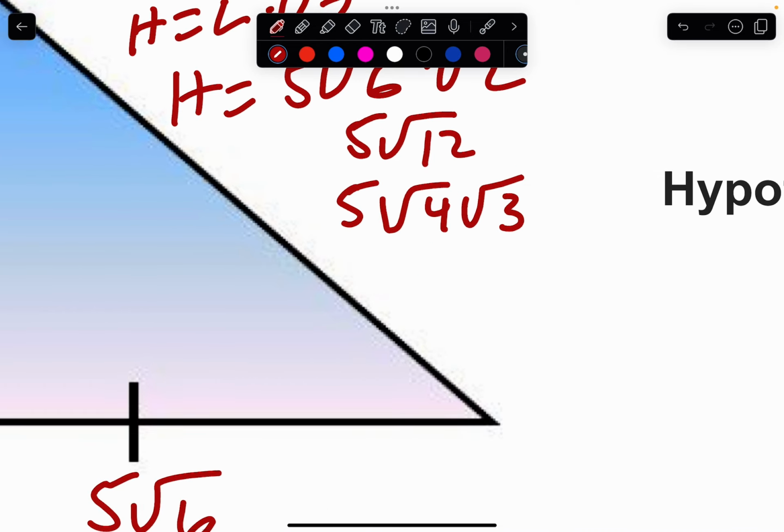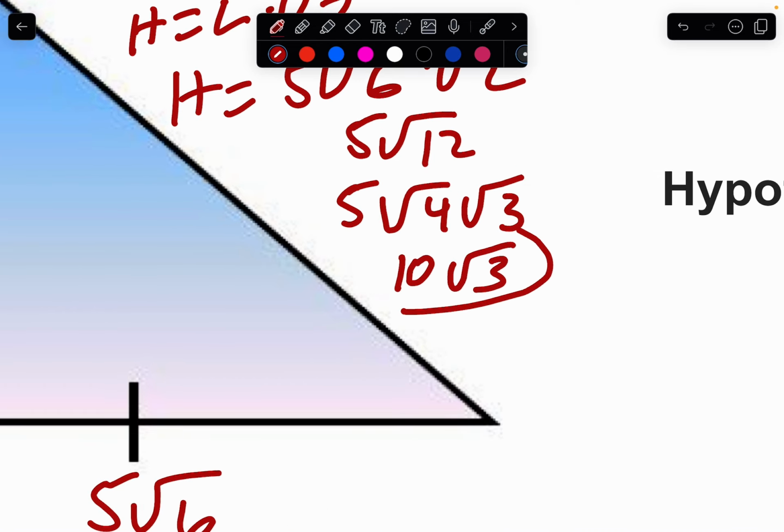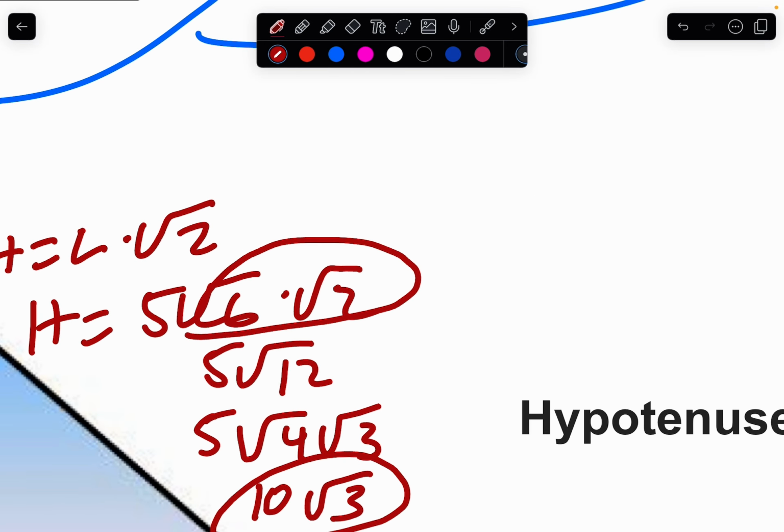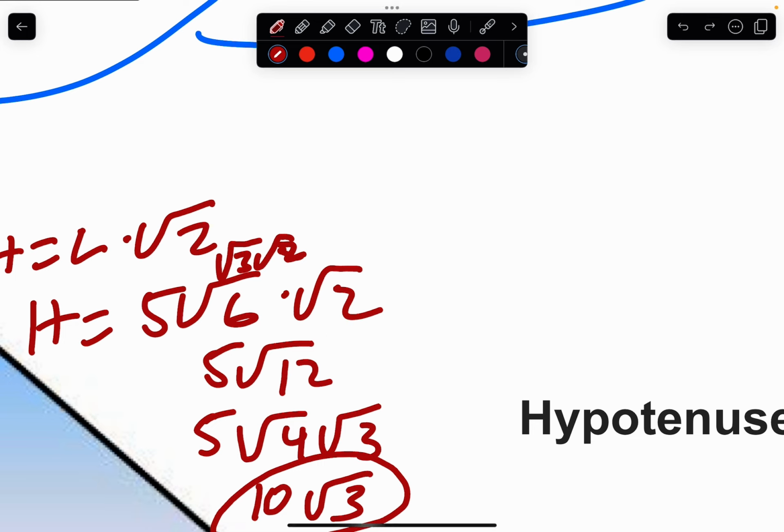What is the square root of 4? It is whole number 2. So 5 times 2 is 10. And there's a root 3 left over. The other way you could have done it is instead of multiplying these, you could have broken this down into 3 and 2. And then you have root 2 times root 2, which is whole number 2. Same thing. You'd have 5 times 2 is 10. You would have had a root 3 left over.